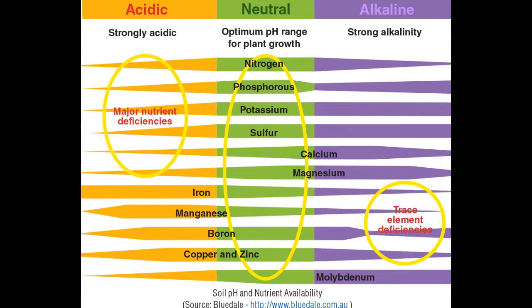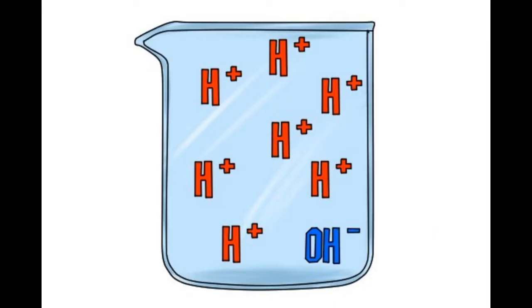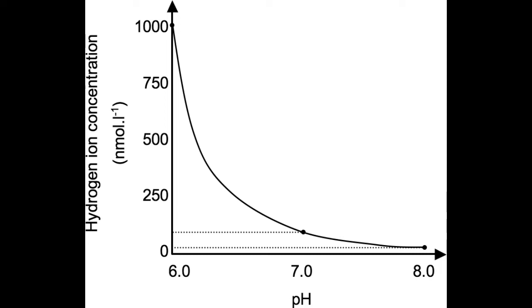Most of us know that soil pH is the measurement of the acidity in the soil. But to be more specific, pH is the measurement of the concentration of hydrogen ions in the soil. Every time you go down one number on the pH scale, the number of hydrogen ions is going up by a factor of 10. This means that it is a reverse scale. As the amount of hydrogen ions goes up, the pH number goes down.